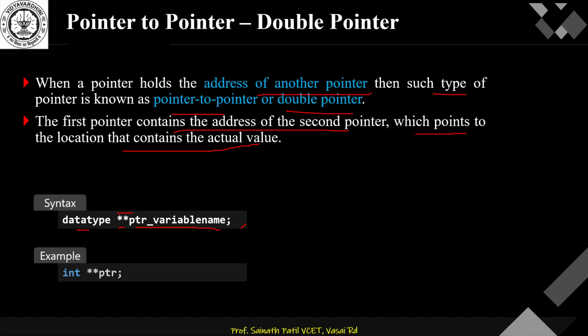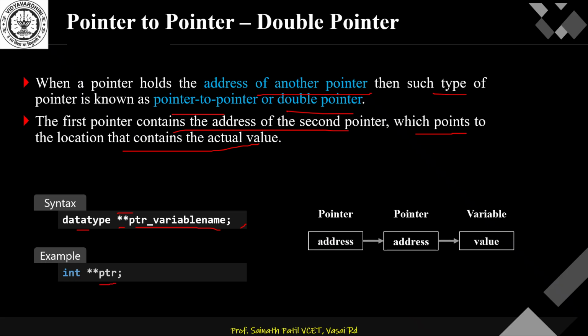Here is the syntax of using a double pointer: data type, double star or star star, and then the pointer variable name, semicolon. So double star indicates that it is a pointer to pointer or double pointer. So for example, int **ptr; ptr is going to point to another pointer variable. For example, pointer 1 will hold the address of the second pointer, and the second pointer will hold the address of the actual variable or value.